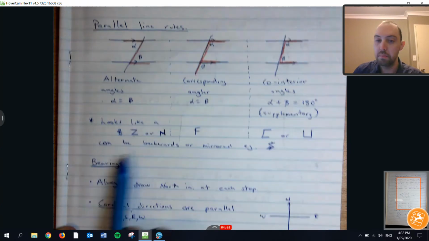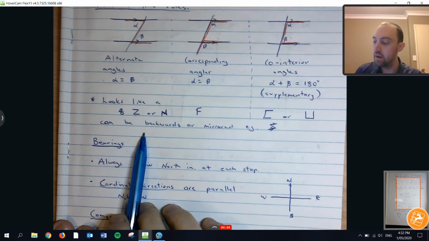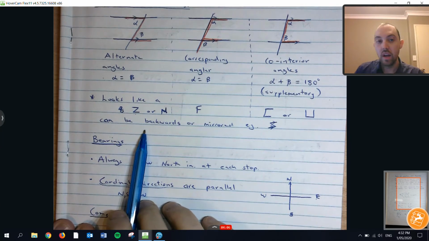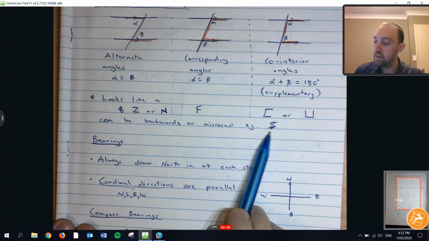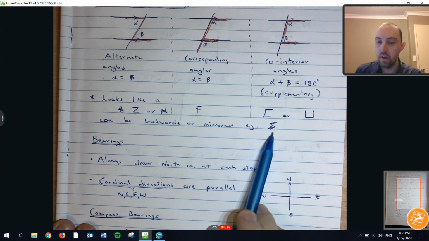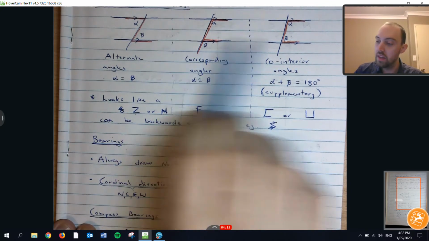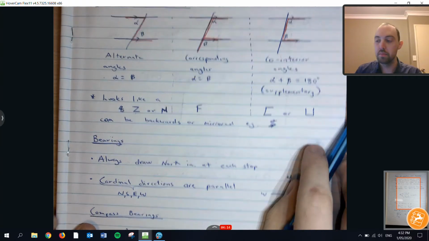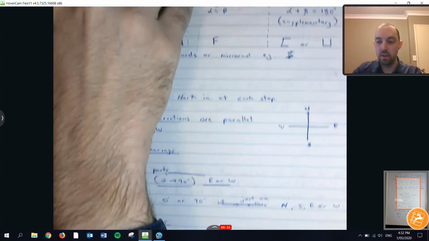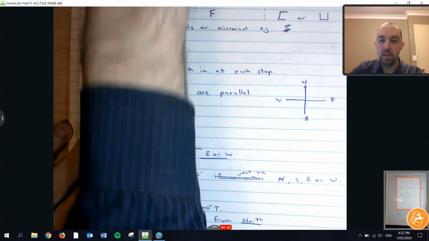Now they can be backwards, mirrored, upside down, whatever you want to say, as long as you're paying attention to where these parallel lines are, one of these might come up. We'll look at a couple of examples towards the end of the video.